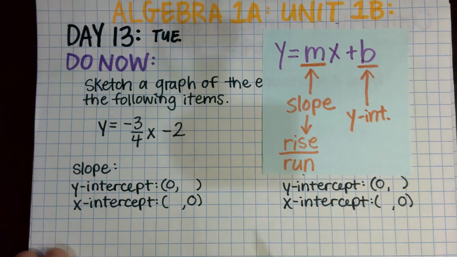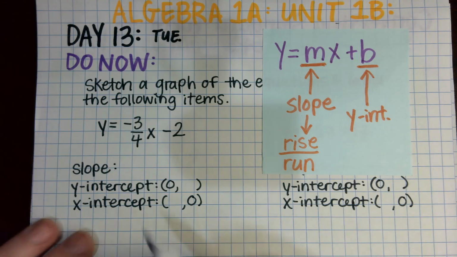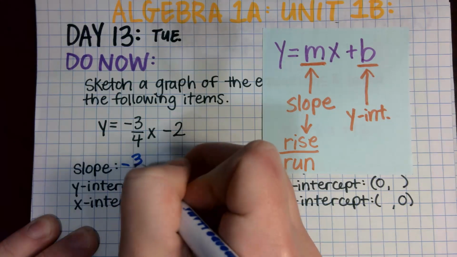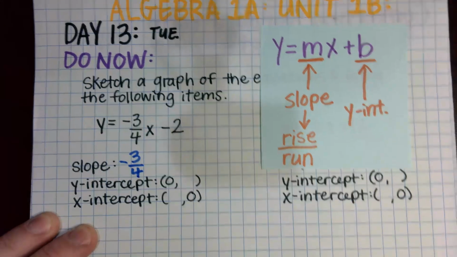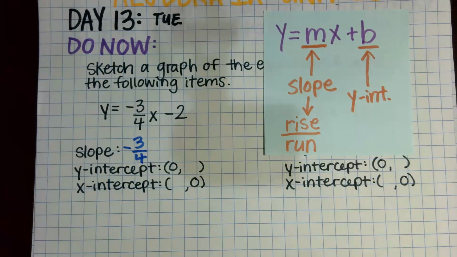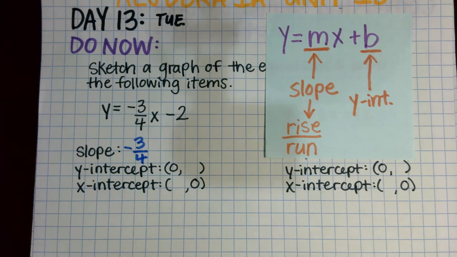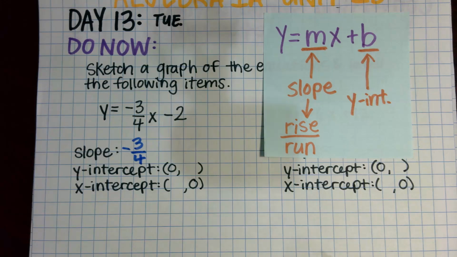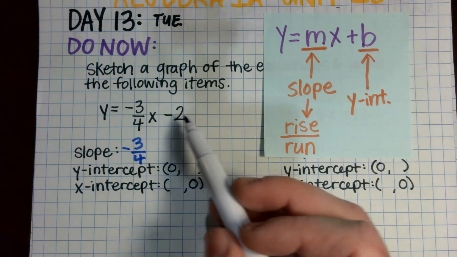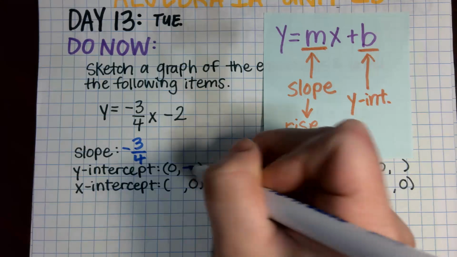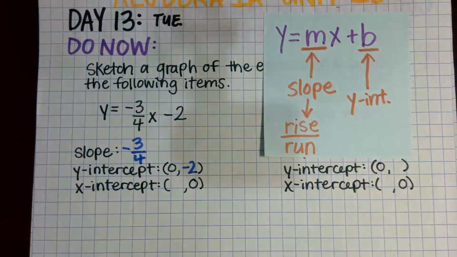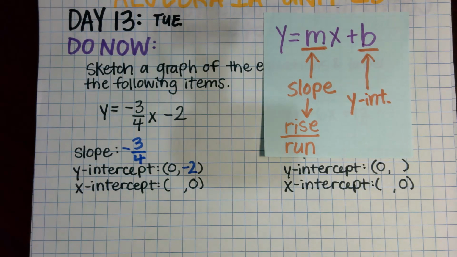So first of all, what is our slope? Negative 3/4. Perfect. So in this spot, you could just write negative 3/4. All right. Now, without doing any math, without solving for anything, can we already tell what our y-intercept is? Negative 2. That number at the end is negative 2. So our y-intercept is negative 2. Now, we can solve for our x-intercept, but before we do that, let's look at how we would graph this.